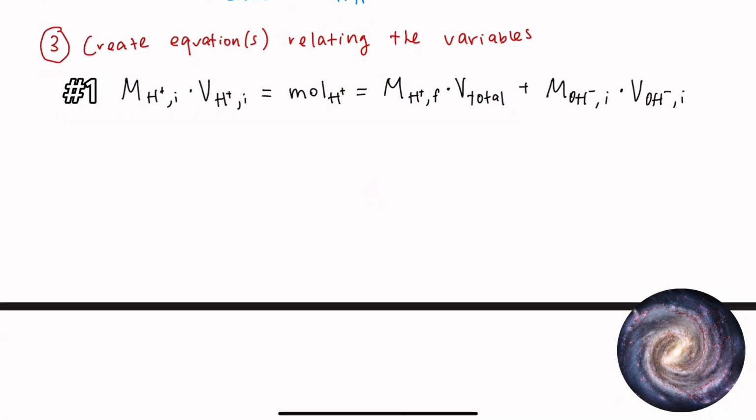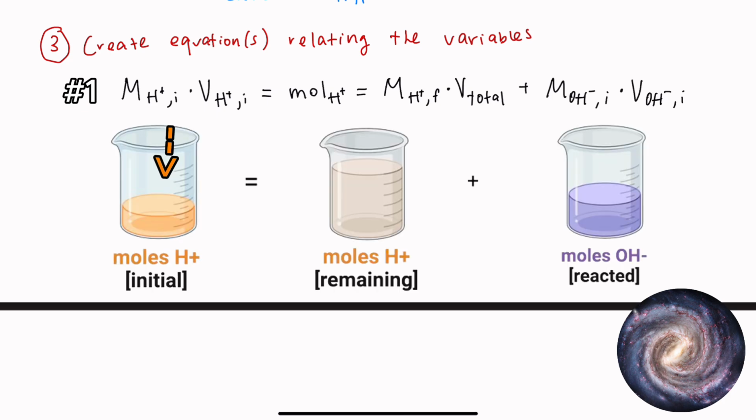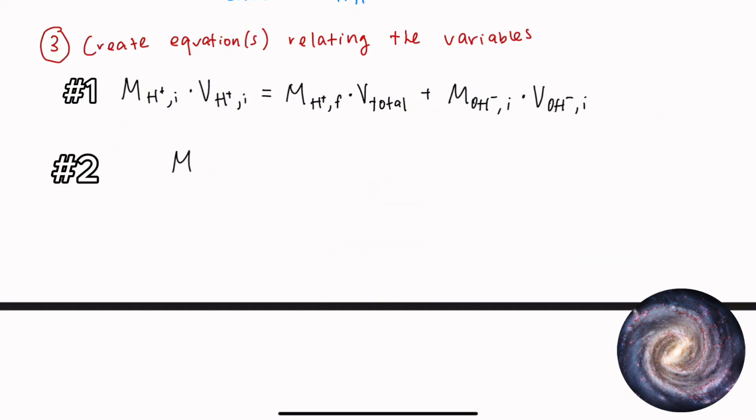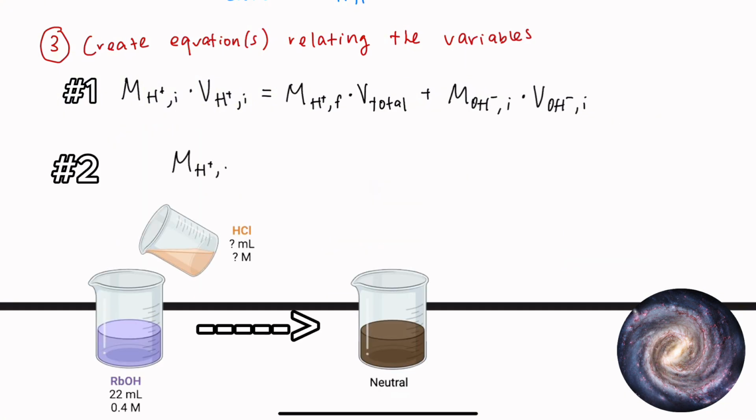This equation expresses the fact that the initial moles of H+ is equivalent to the moles of hydroxide that it neutralized plus whatever is left over at the end, which is that MHF times V total term. Our second equation just describes the neutralization. So the molarity of H+ initial times half of the volume added, because again, we added twice the needed volume to neutralize, is equal to the moles of OH minus, or the molarity times volume of OH minus.